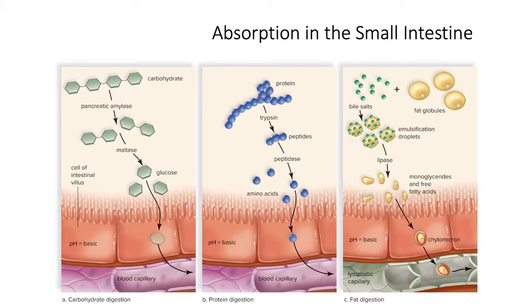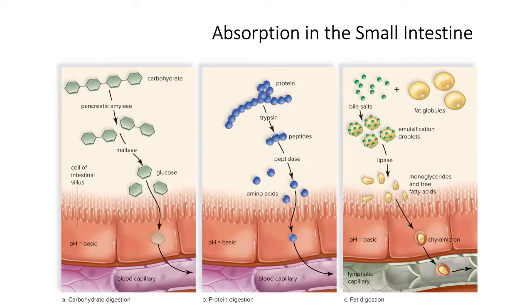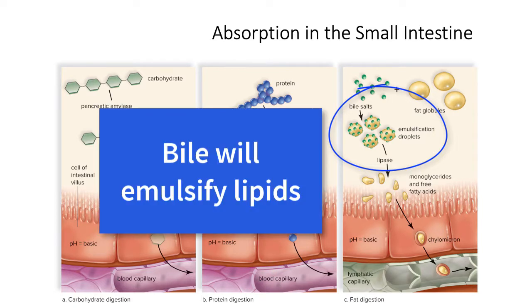Remember that the body is an aqueous environment, and we all know that fat and water do not mix. Fats will always try to form big globules with other fats. Bile, produced by the liver and stored in the gallbladder, will surround the small fat droplets and prevent them from sticking back together. This process is called emulsification.